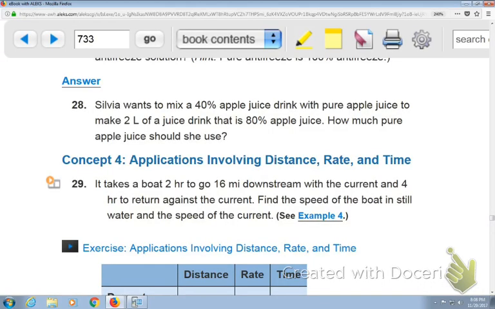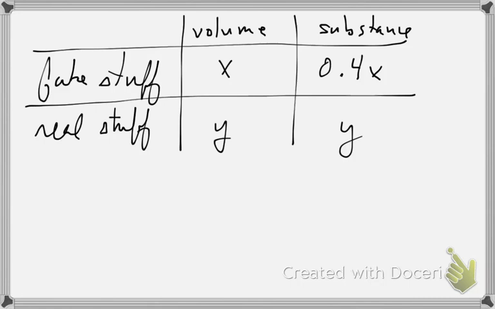How much of the real stuff? 80, 40, 60. The whole thing, 100%. Right? If it's real apple juice, it's 100% apple juice. So this one is 100%, all y liters. If I have y liters of pure apple juice, how much of it is apple? The whole thing. Common sense type question. It's one of those things that's so easy it's hard. They didn't tell you it's 100%, but that's what real apple juice means. It's 100% apple juice.